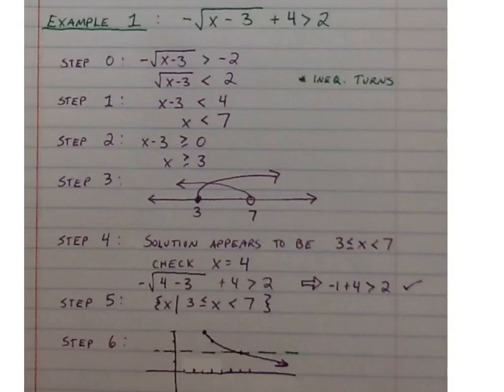In step 2, I find the constraint set by the radicand. So I found that x minus 3 has to be greater than or equal to 0. It must be non-negative, which means x is greater than or equal to 3.